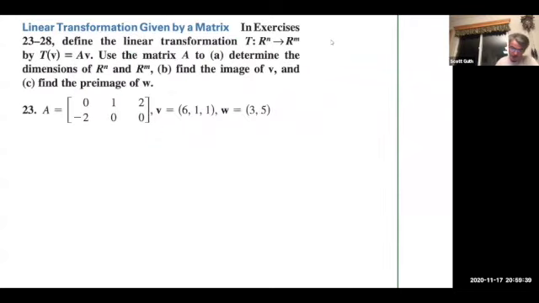Okay, so this is number 23. So we have to figure out where to and from, where does this T map? And so Rn to Rm, we have to figure out the n and the m, I guess. T of v is A v. A is a 2 by 3.